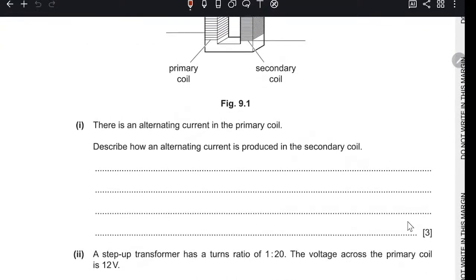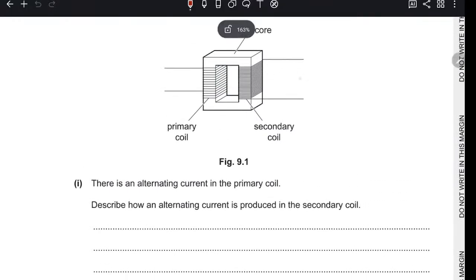Here's a transformer. Describe how an alternating current is going to be produced. We have to talk about a changing magnetic field inducing an EMF. The changing magnetic field will induce an EMF here, at the secondary coil. First, we should talk about what happens on the primary side for us to have a changing magnetic field that will cut the coil.